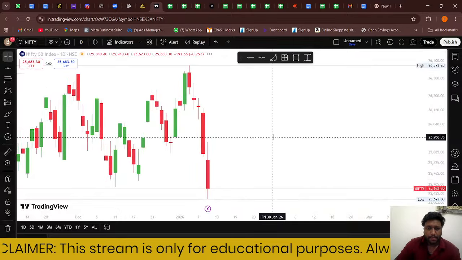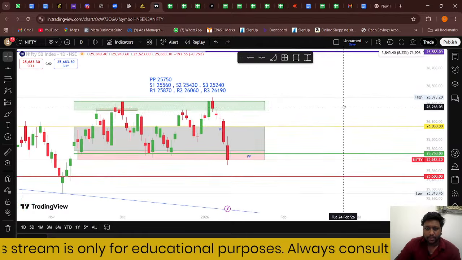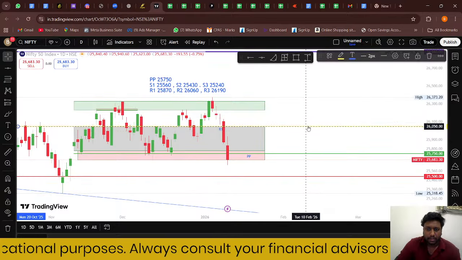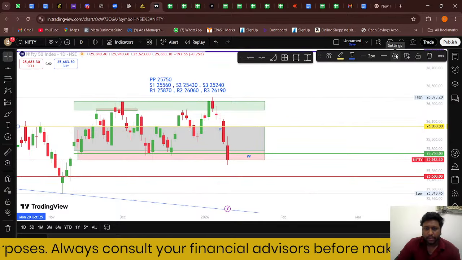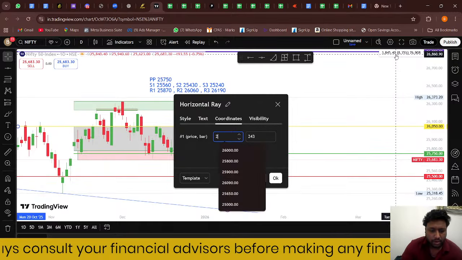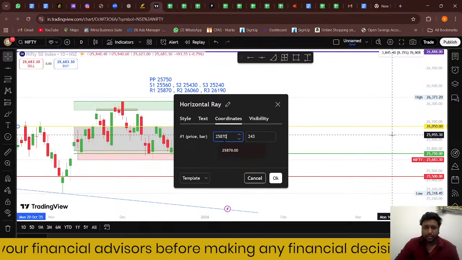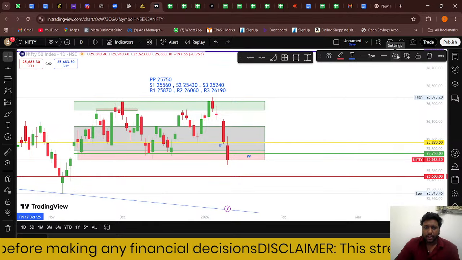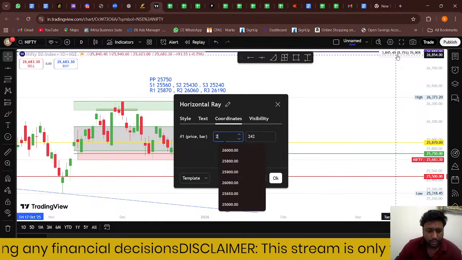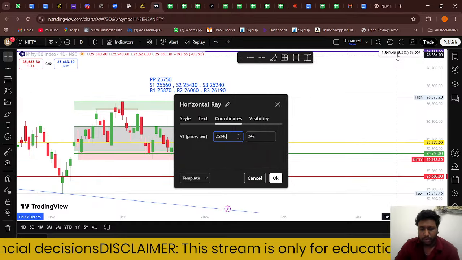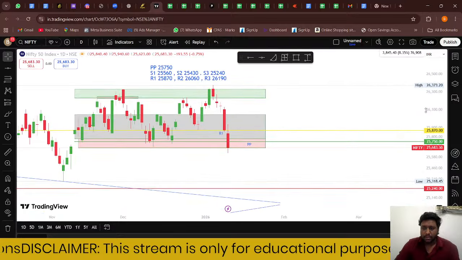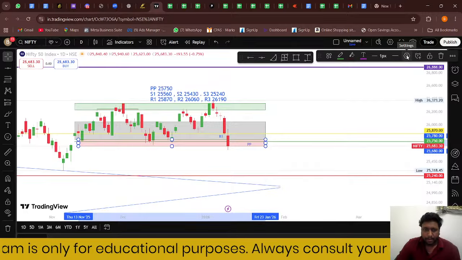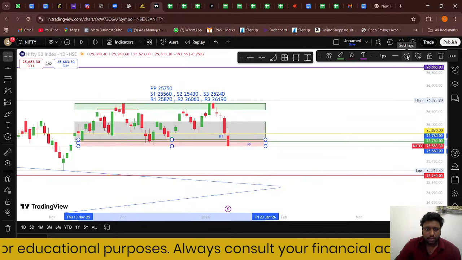So we'll mark the levels for Nifty 50. Only the pivot line has been marked properly, and we'll mark the resistance 1 first. 25,870 will be the first resistance, and the third support will be at 25,240. 25,240 will be the third support, and we'll mark the bearish zones, which will be below support 1 and 2.